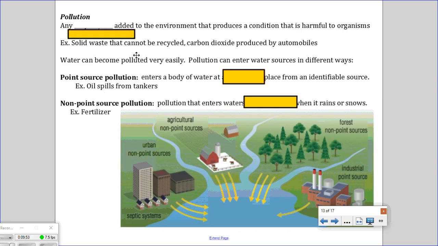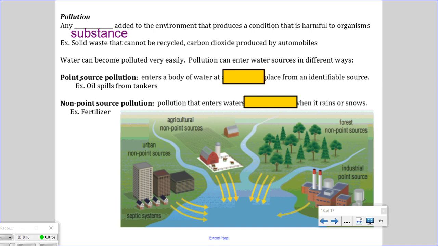Pollution is another issue. So any substance added to the environment that produces a condition that is harmful to organisms is considered pollution. So, for example, solid waste that cannot be recycled, carbon dioxide produced by automobiles are examples of pollution. Water can become polluted very easily. Pollution can enter water sources in different ways.